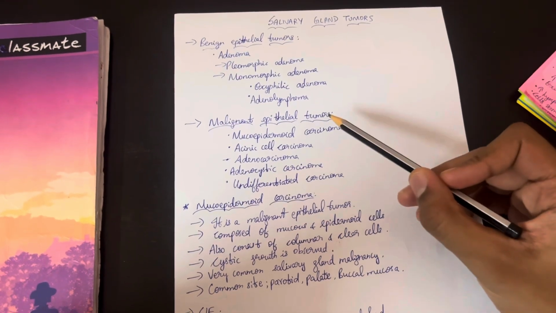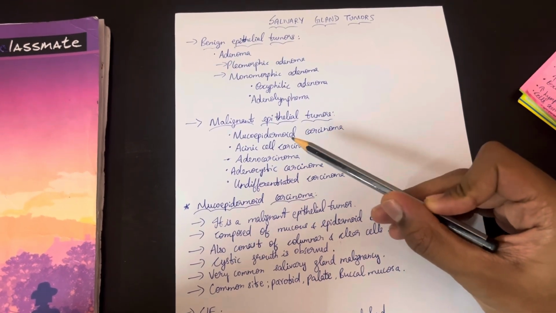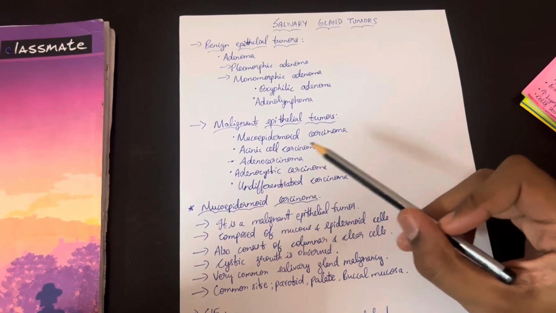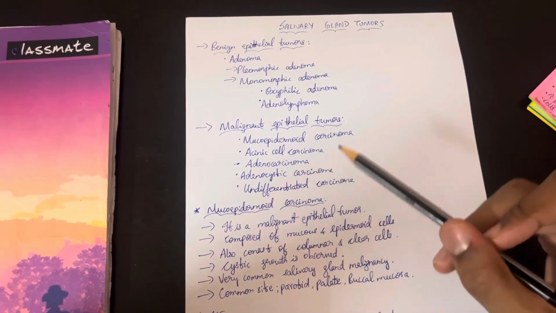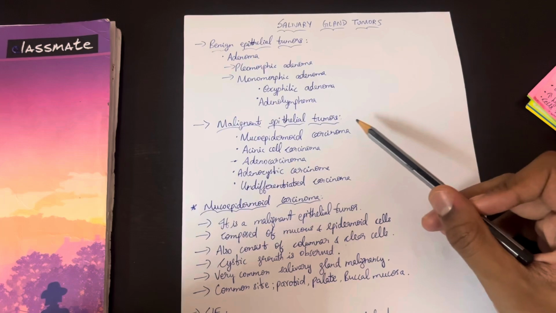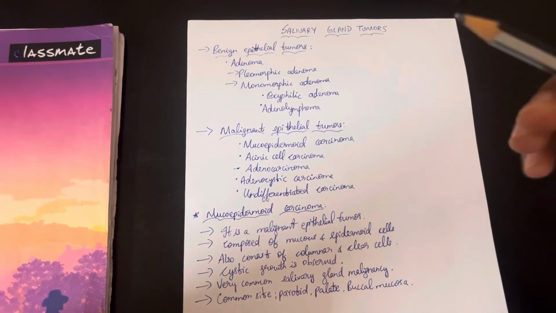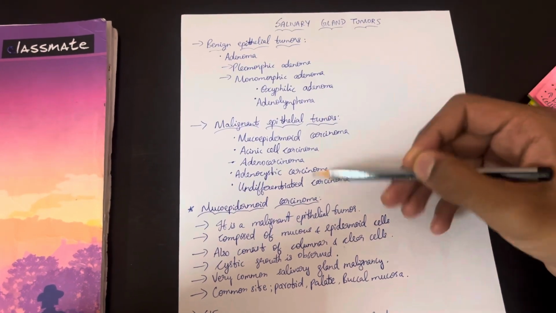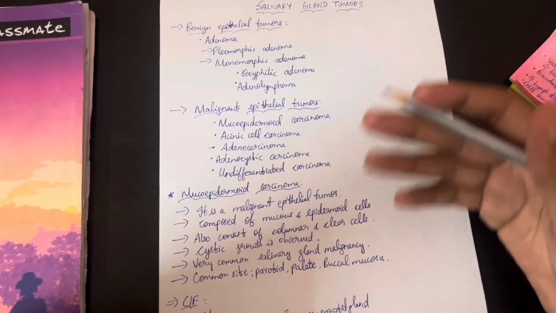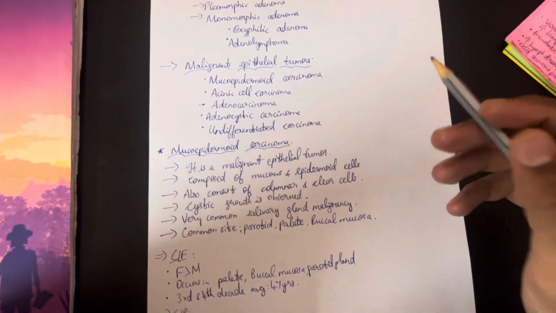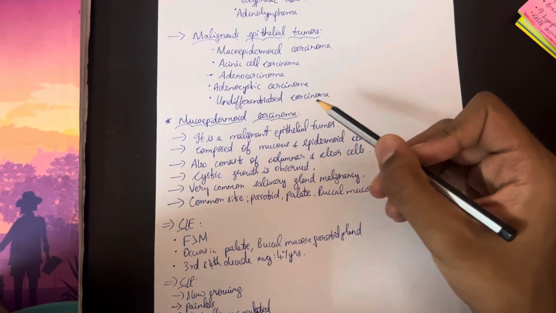And then malignant epithelial tumor, there is mucoepidermoid carcinoma, acinic cell carcinoma, adenocystic carcinoma, adenocarcinoma, and undifferentiated carcinoma. This is the malignant classification for salivary gland tumor. Easy, isn't it? You just have to remember a few things, which you eventually will. Now let's see in detail about mucoepidermoid carcinoma.